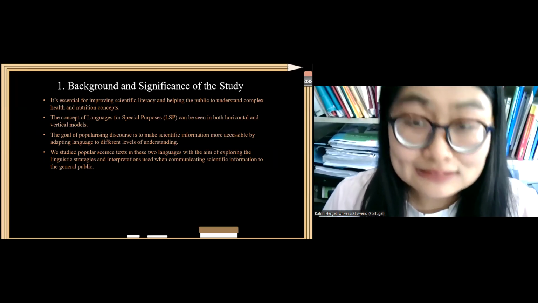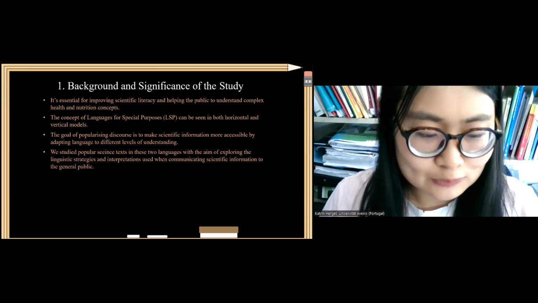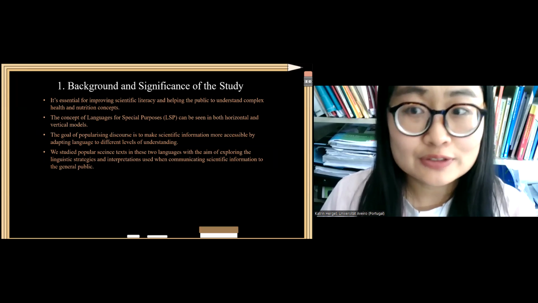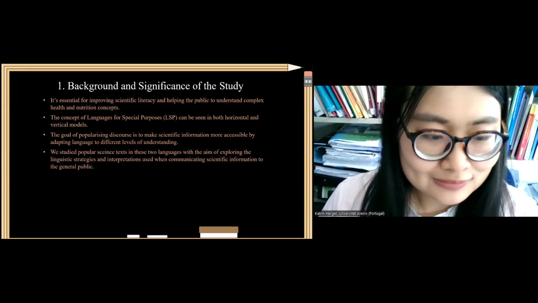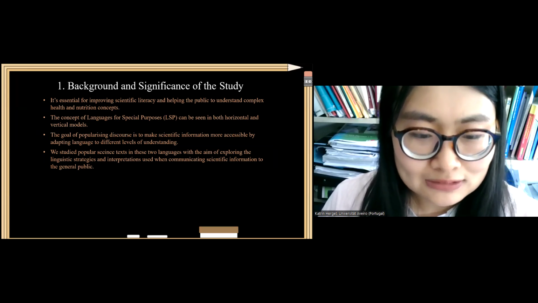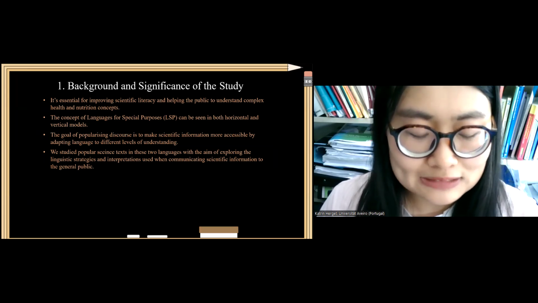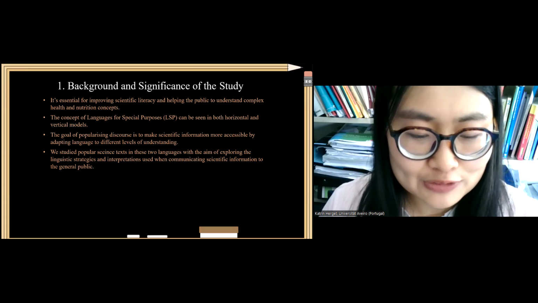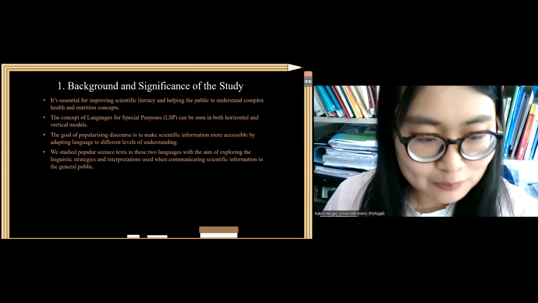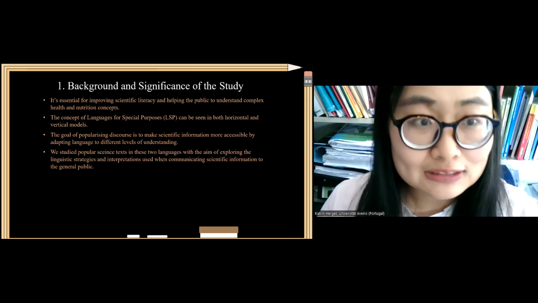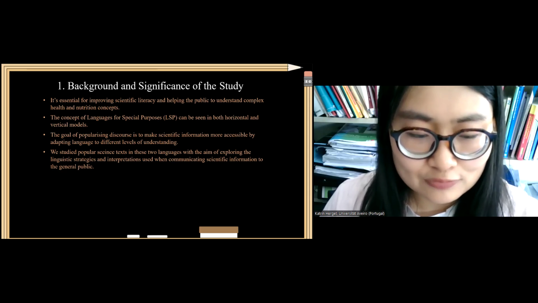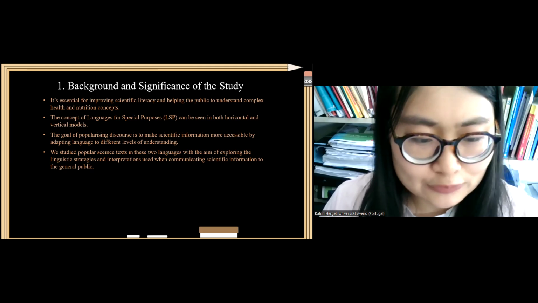Linguistics describes this through the concept of language for specific purposes, which can be seen in both horizontal and vertical models. In medical discourse, the vertical structure separates internal communication between professions and external communication aimed at a general public, including patients. The goal of popularizing discourse is to make scientific information more accessible to the general public.